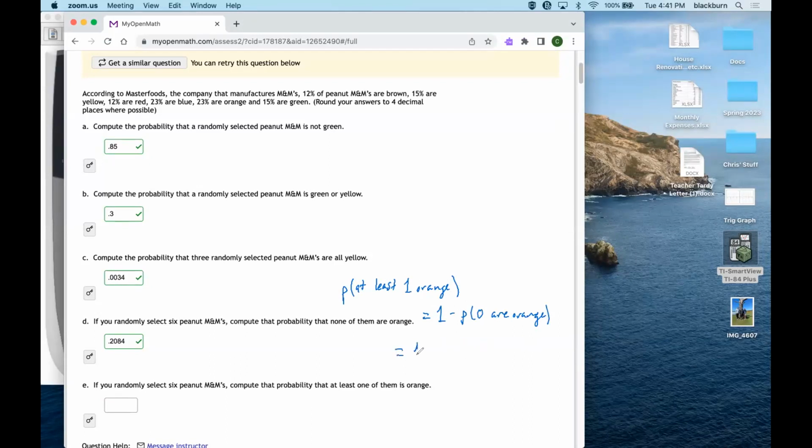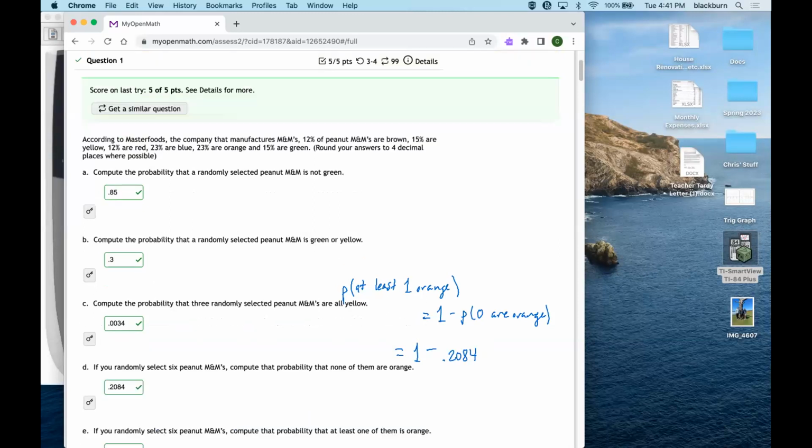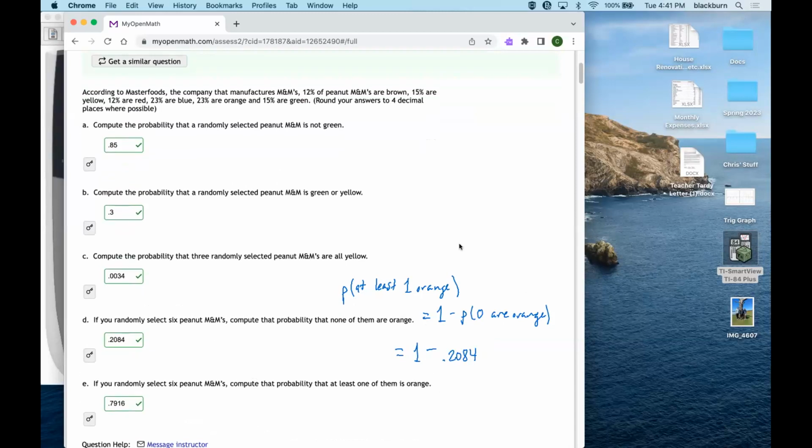So the probability that none of them are orange would be 1 minus that answer from the last one, 1 minus 0.2084. So what's that going to be? 0.7916, I think. Let's see. Yeah, so that works. So that's that complement thing. That's a really powerful thing to be able to use. So that's number one, y'all.